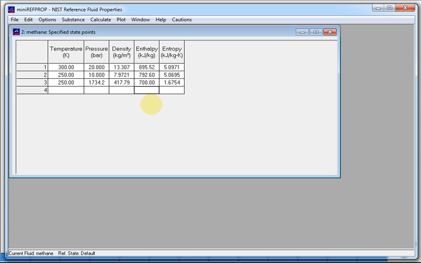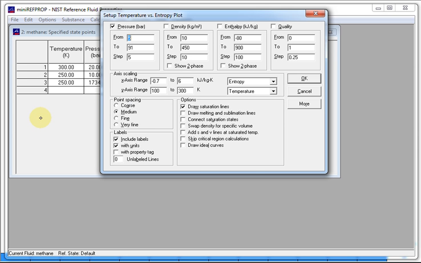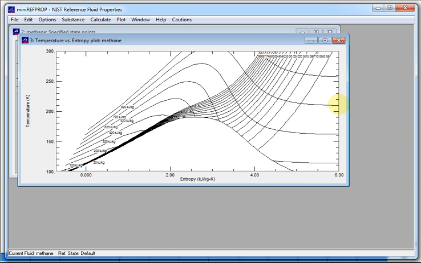It's like software should work, right? It should work for you instead of you work for it. So you're able to get properties coming in with any two independent intensive properties. And so then you can calculate. Also, you can plot, if you like, a temperature entropy diagram. That'll let you change things, put lines of constant enthalpy, click OK, and then you can play.